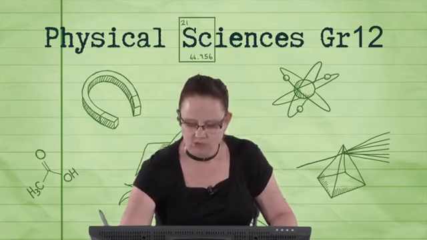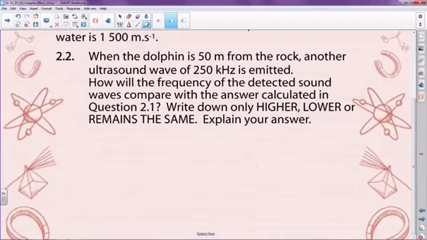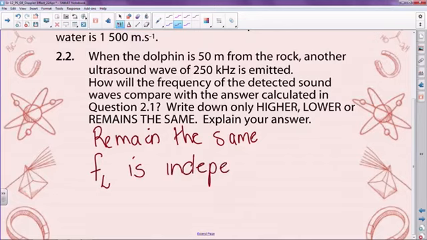So when we answer this question, we first got to say, well, what happens? Is it going to be higher, lower than, or remains the same? Well, it's going to remain the same. Okay, that's very important. And when we explain our answer, this is what we wanted. The frequency detected, now watch here, is independent of distance. In other words, distance doesn't matter.